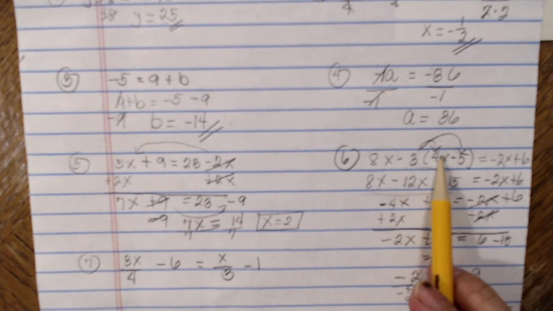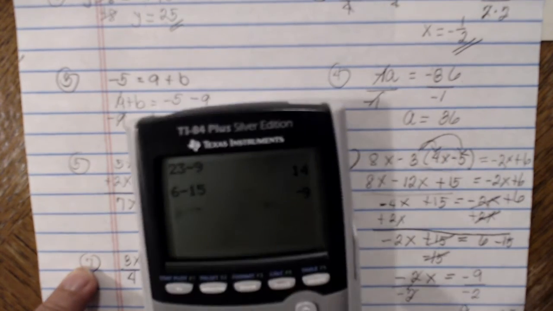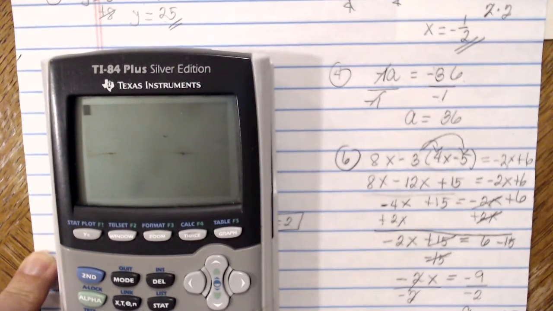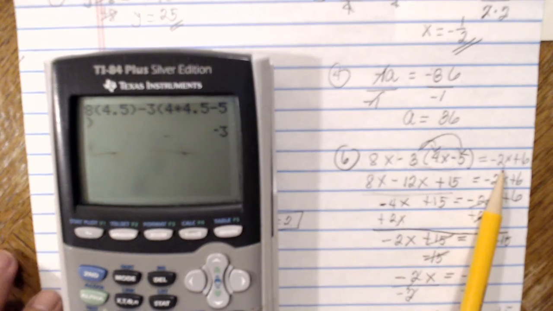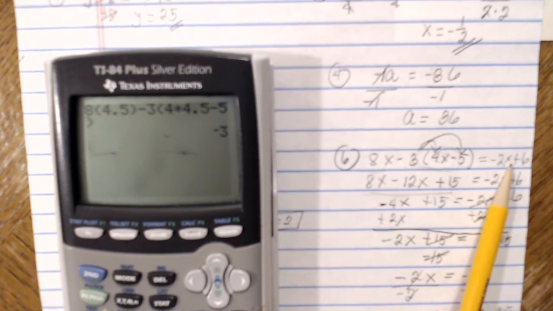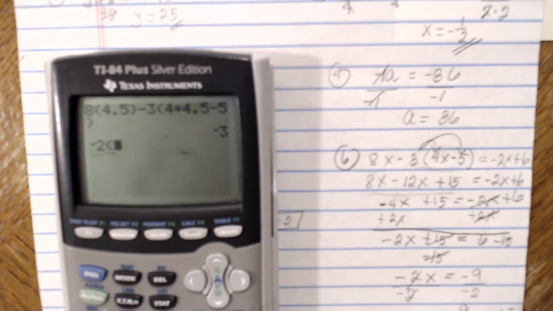And then of course you have to plug in. Let's see if the left side will give you the same value when you plug in 4.5 or 9 over 2. So 8 times 4.5 minus 3 times 4 times 4.5 minus 5. So the left side is negative 3. I'm going to try to see if the right side will also give me negative 3. So negative 2 times 4.5 plus 6. It's the same thing. They both give me negative 3.